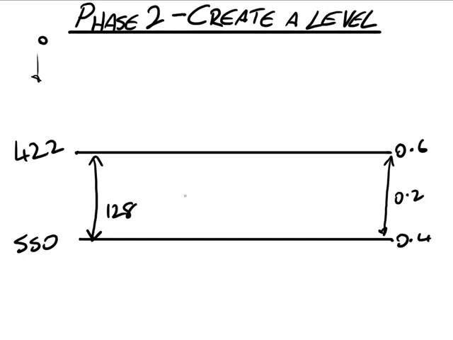So what we need to do is take our actor's position anywhere between 422 and 550, get it into a range of 128, figure out what percentage it is of that range, and then convert that percentage over to a value between 0.4 and 0.6. And we do that by timesing it by our new range of 0.2 and then adding on the minimum, which gives us our new layer depth value, a value between 0.4 and 0.6. So let's go into Visual Studio and code that out.